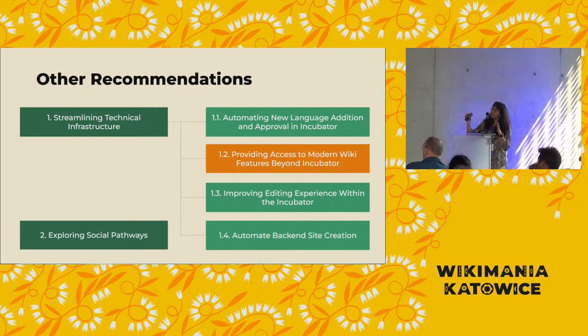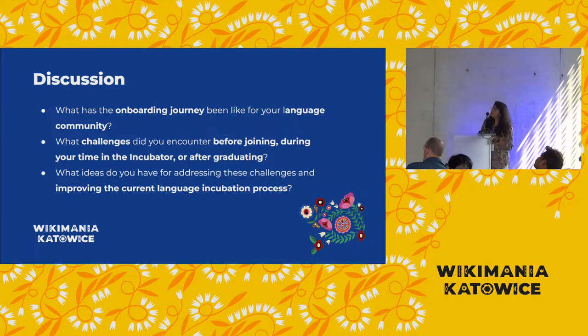So I also want to share that there were several other recommendations that came up in the conversations, and we bucketed them into two categories. One was about streamlining technical infrastructure, and another was about exploring social pathways, which we did not really explore much. We were mainly exploring the tech infrastructure one, and as you can see, the one in orange is the one that I was talking about here, but there are so many others that we could be talking about. If you have any ideas, you can learn more about these recommendations on the wiki, and we can all have a chat later. So these are the recommendations, and now we have some questions.